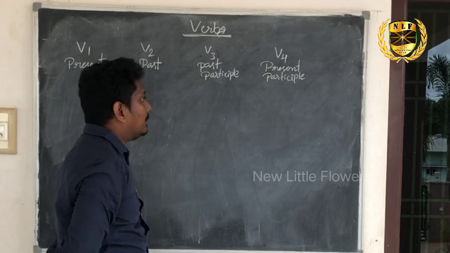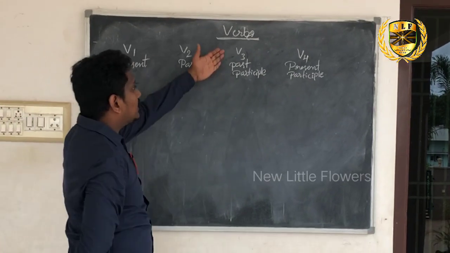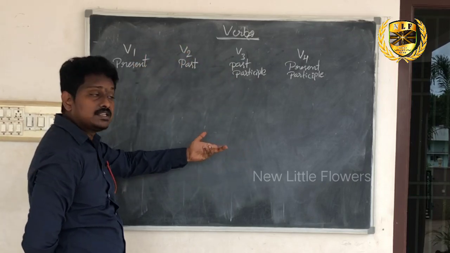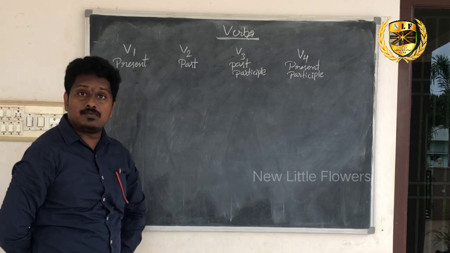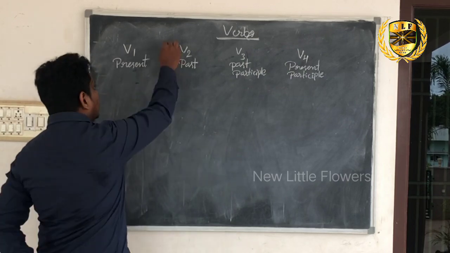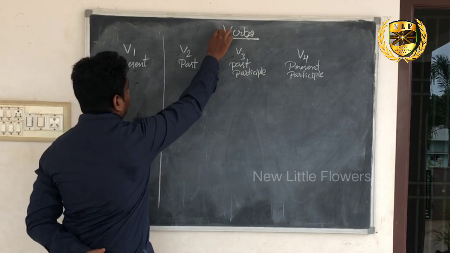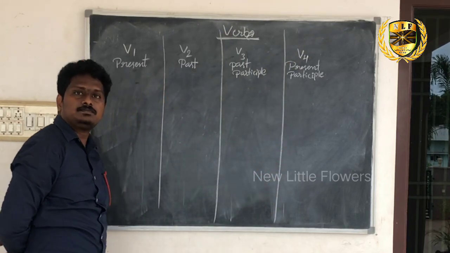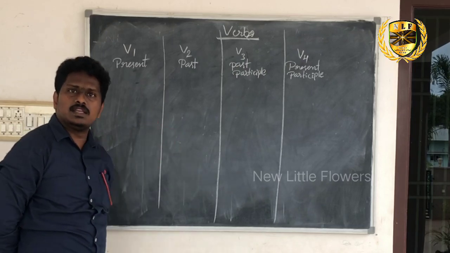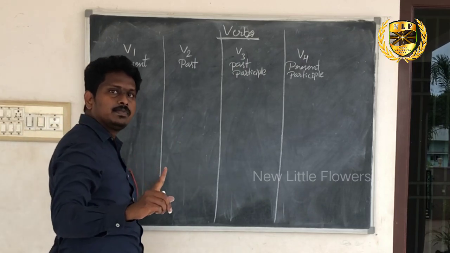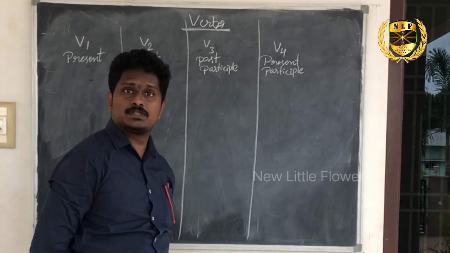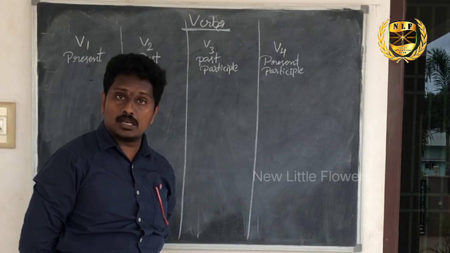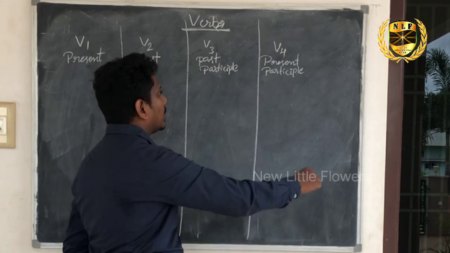V4, present participle, both are same. V3, past participle, both are same. V2, past form of verb, both are same. V1, present form of verb, both are same. Okay? Let us see. There are two types of verbs in English. Number one is regular verbs. Number two is irregular verbs.